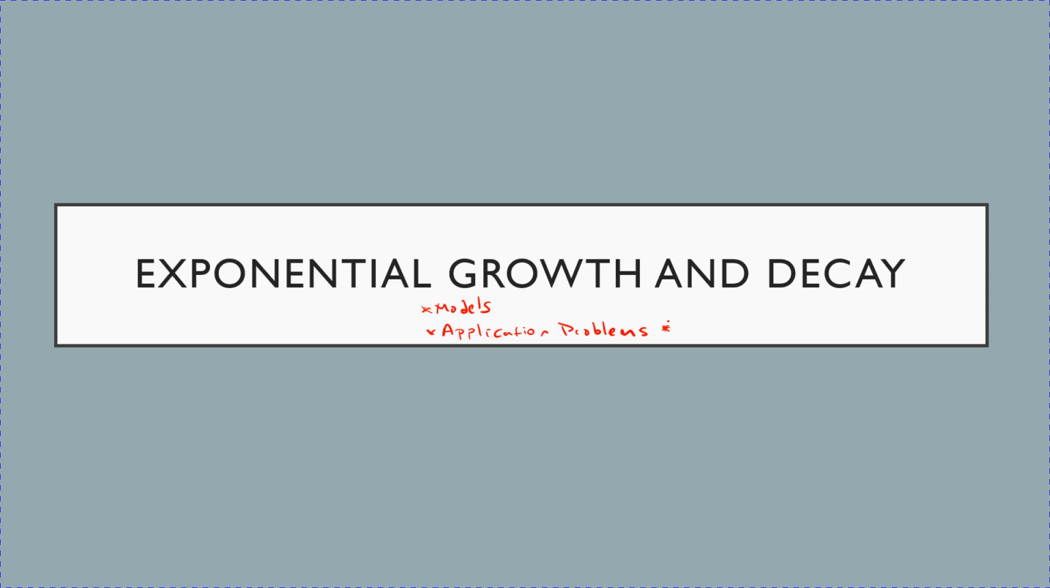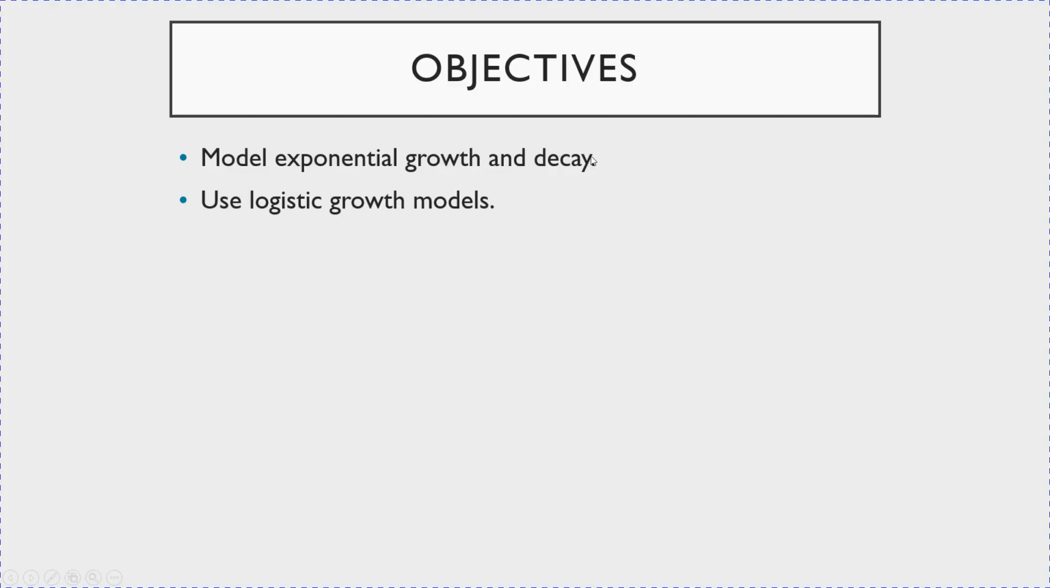You're going to need your graphing calculator, or any scientific calculator, handy as we work through this. The first thing we're going to do is talk about how you model exponential growth and decay. Then I'm going to do a quick example of something called logistic growth models.